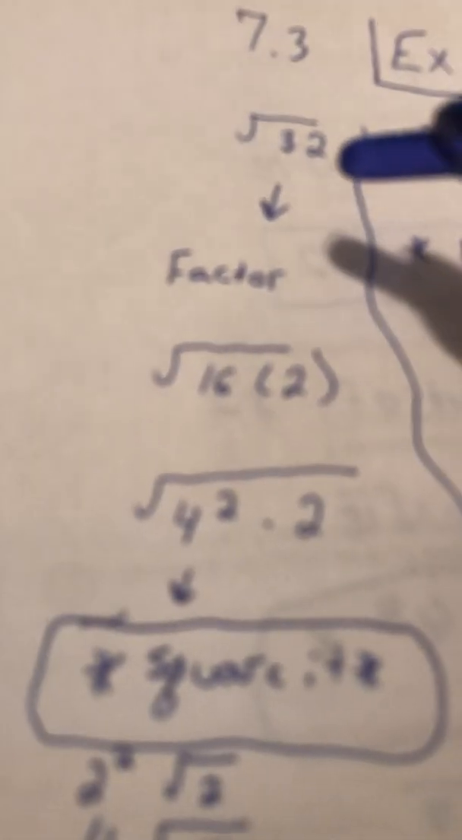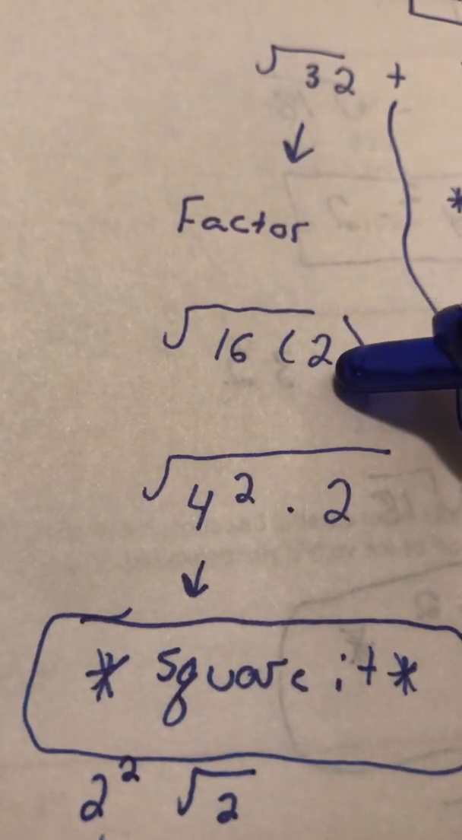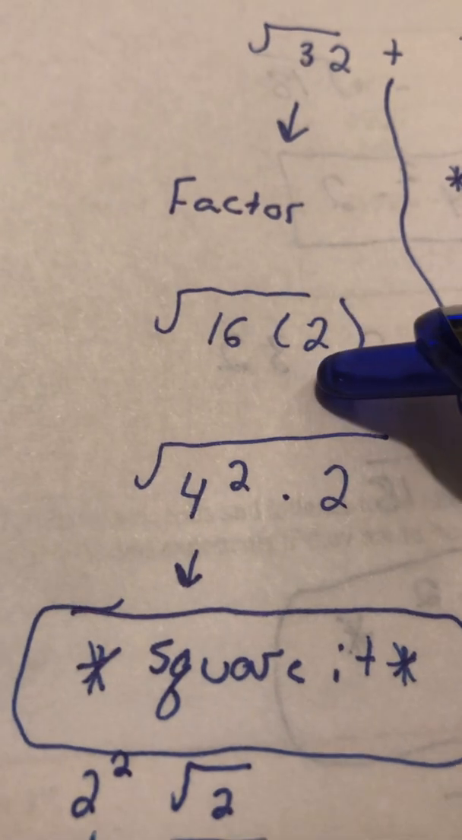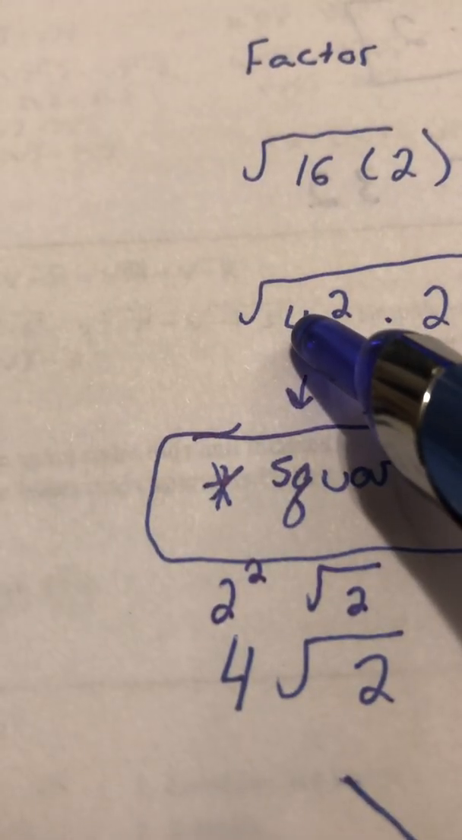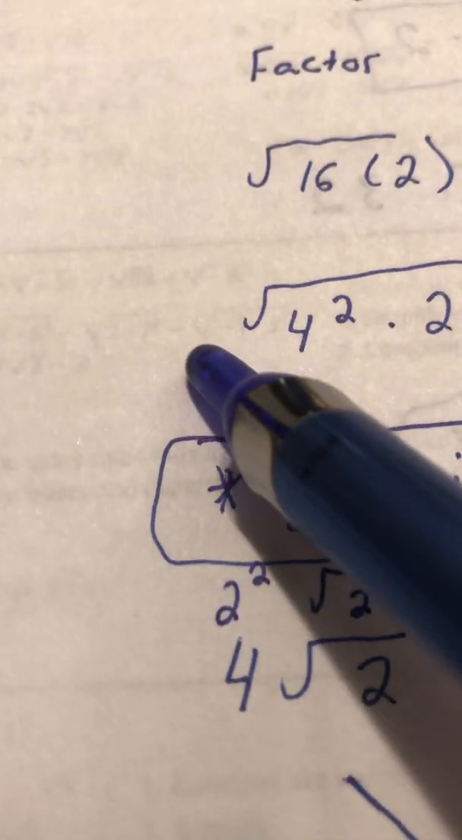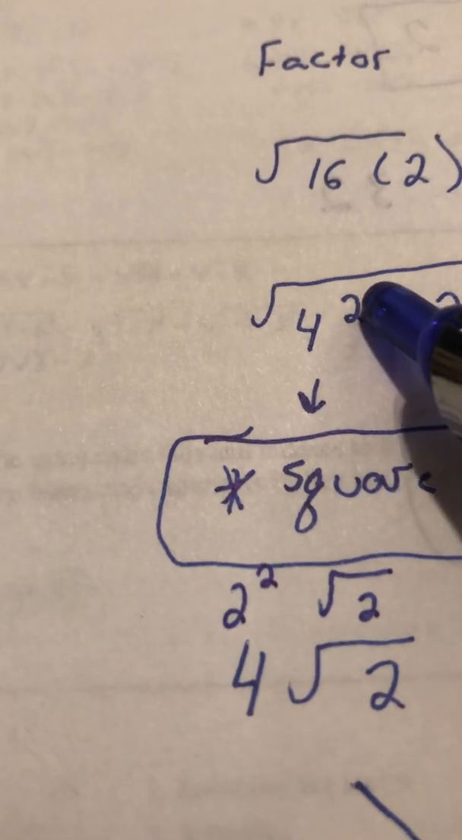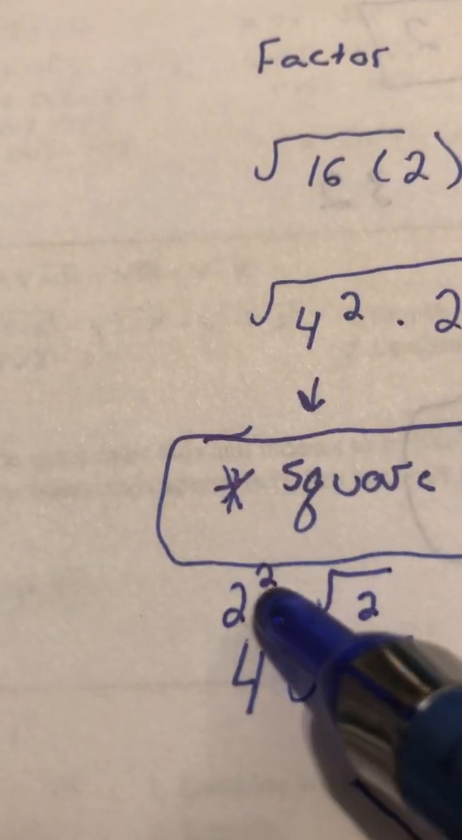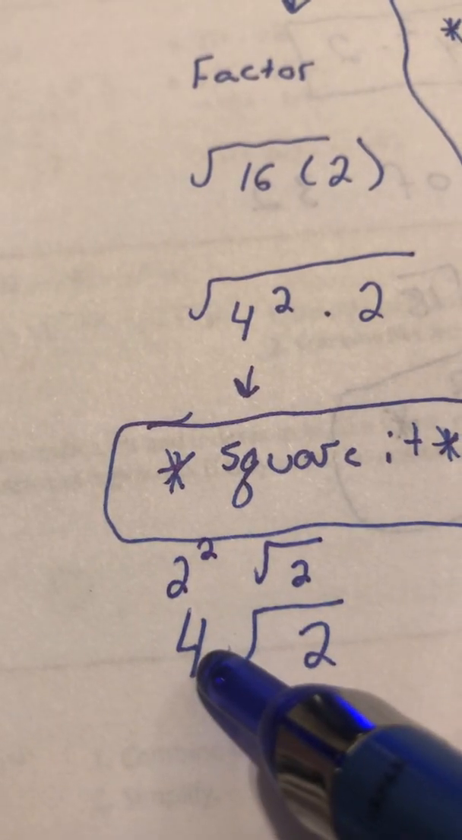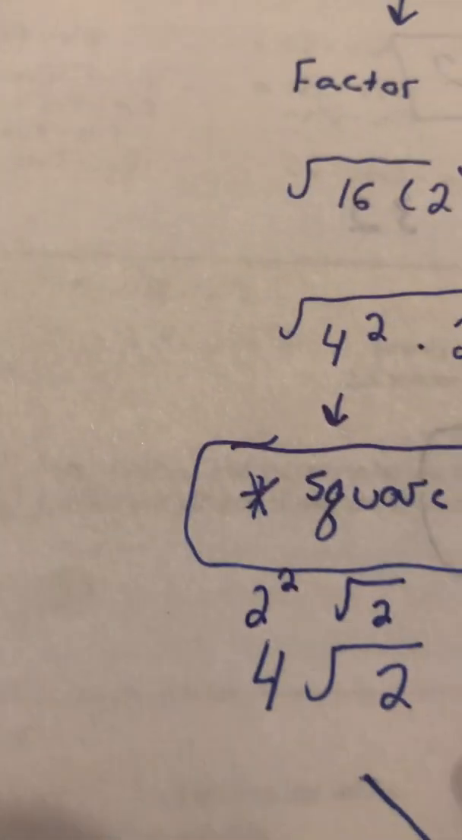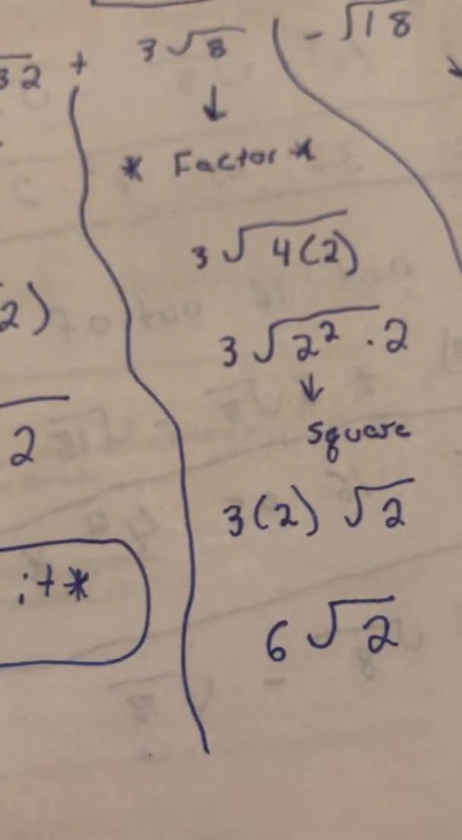I took the square root of 32, factored it, and got 16 times 2. Then I took the square root of 16 and got 4 times 2. 4 is a perfect square, so I can bring the 4 outside the radical, but you have to bring the exponent also, which gives me 2 times the square root of 2. So 2 squared is 4. Let's look at the next portion.